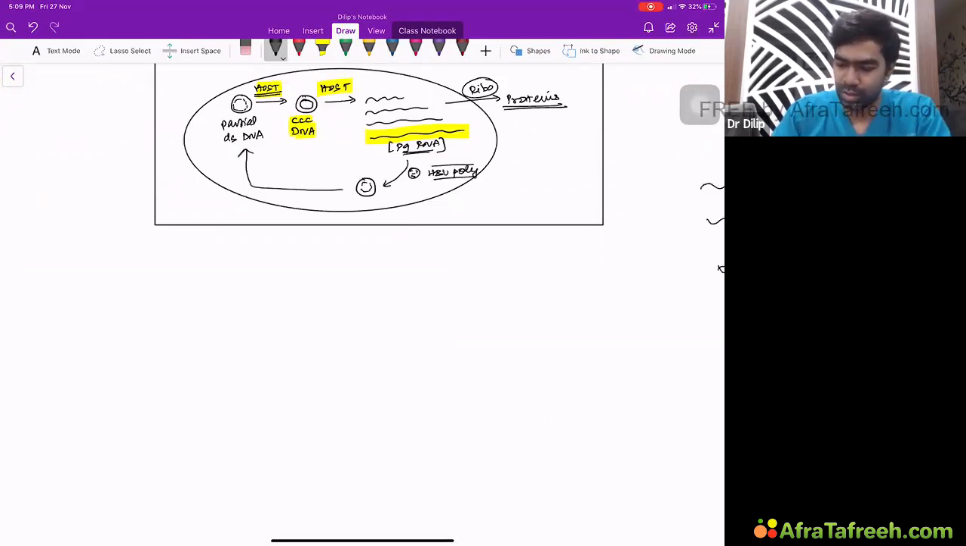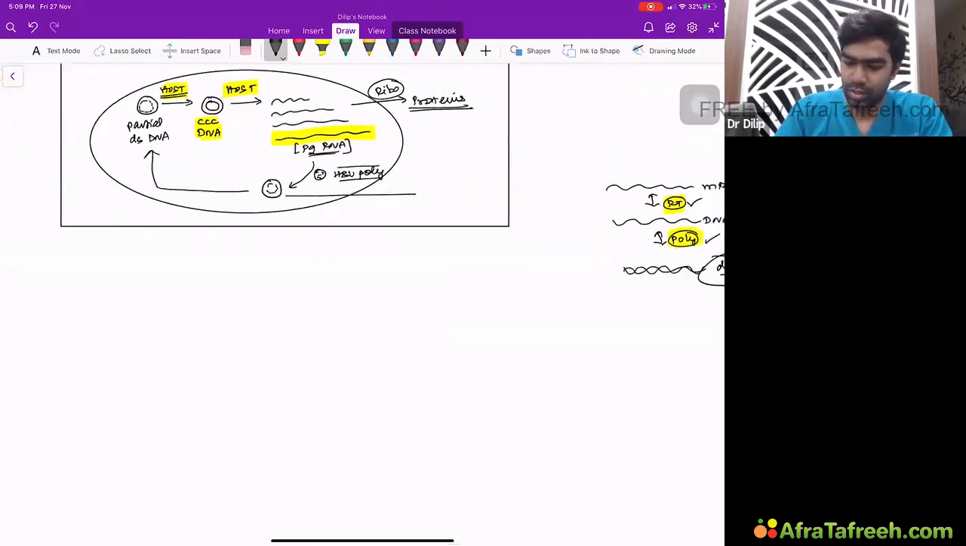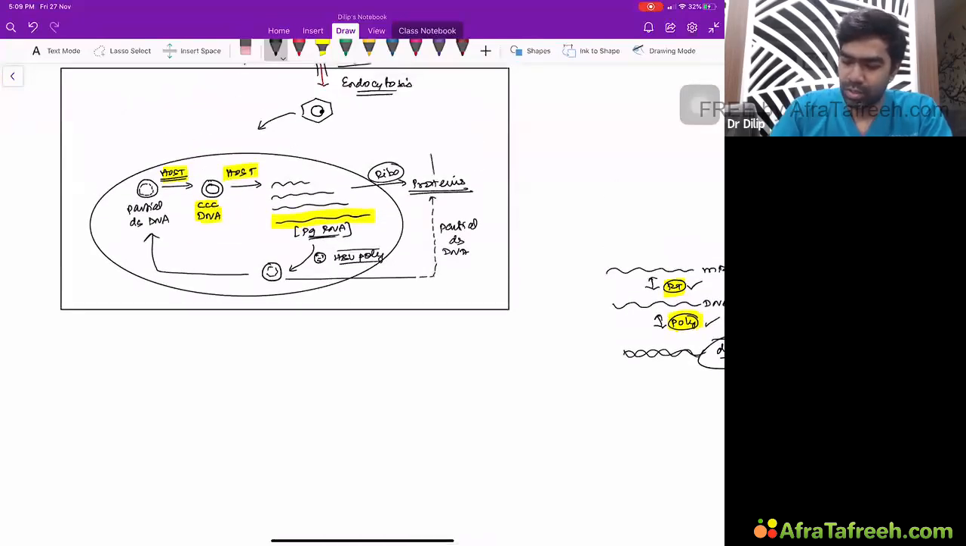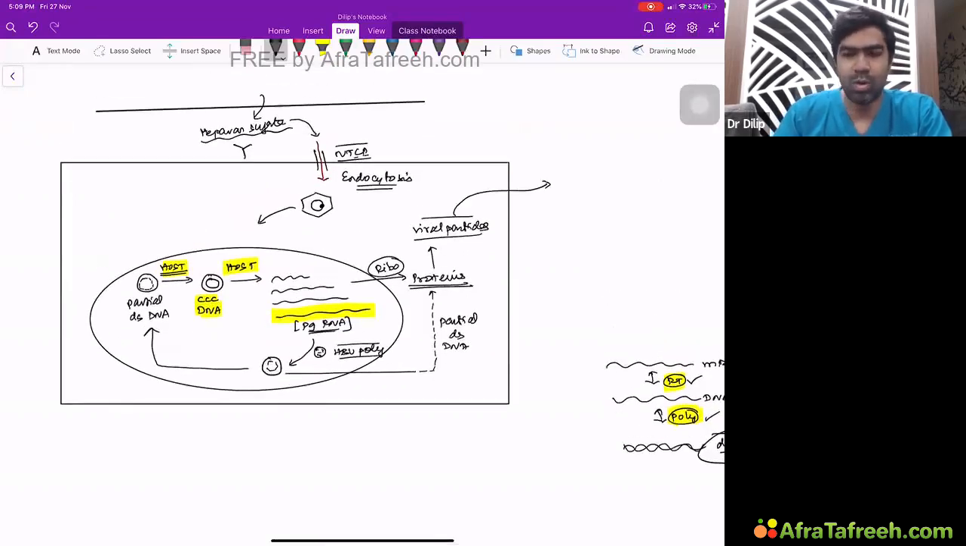And remember, not all, some of this partial double-stranded DNA will be packed with the viral proteins. So it will be entering the viral proteins and they will be producing the viral particles. And these viral particles, once they come out of the cell through the cell membrane, acquire the envelope. This envelope is basically acquired from the host cell membrane only. And they form the complete viral particle now. And it will be released and they will start infecting the next cell. So that's how the life cycle is going to continue.